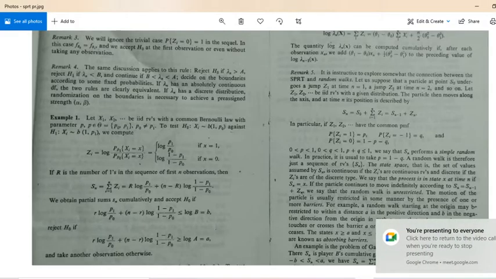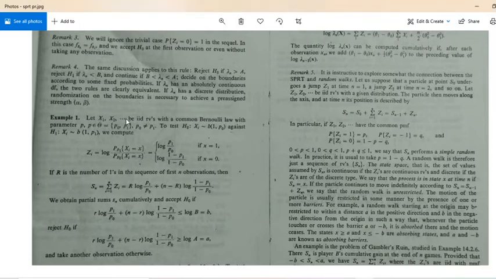Let me repeat once more. We are taking the Bernoulli hypothesis to test: H0, Xi follows Bernoulli(1, p0), against H1, Xi follows Bernoulli(1, p1). Then we will compute Z equal to log of P(Xi equal to x) under the alternative divided by P(Xi equal to x) under the null hypothesis.